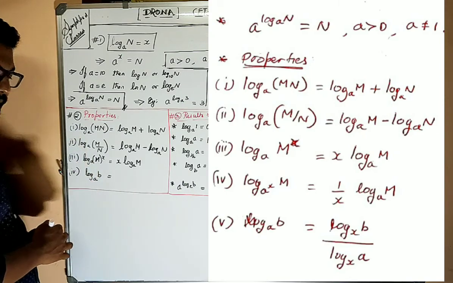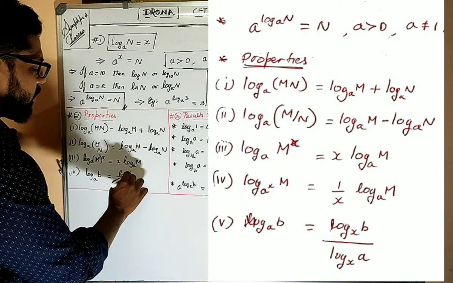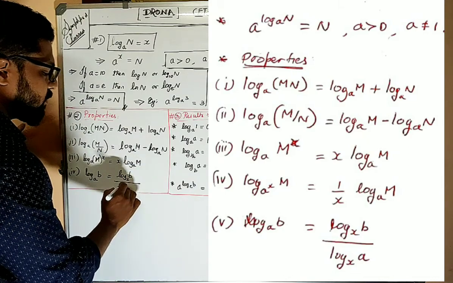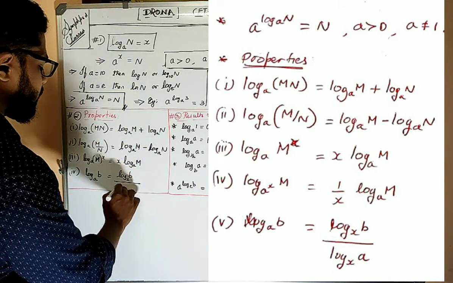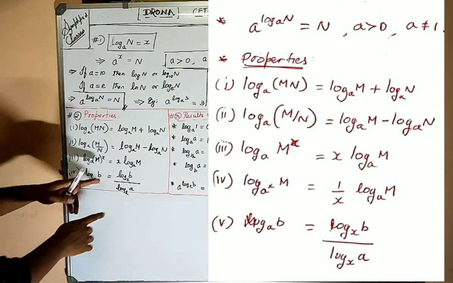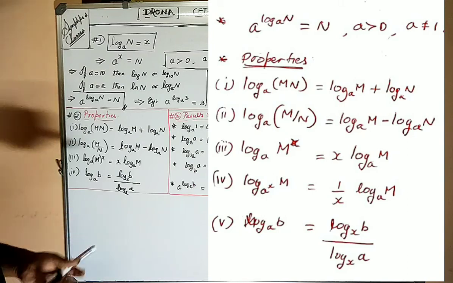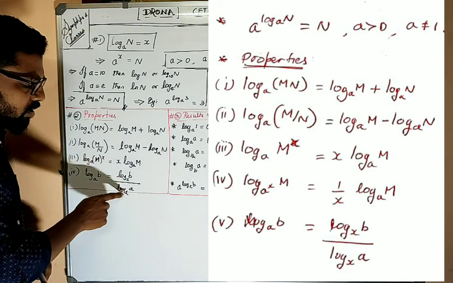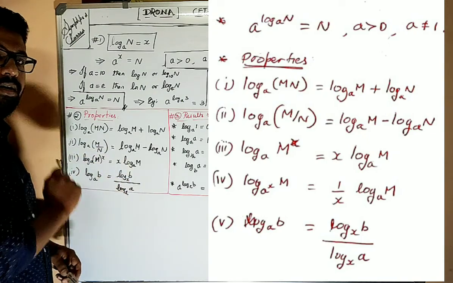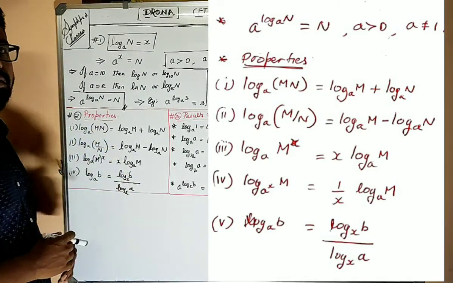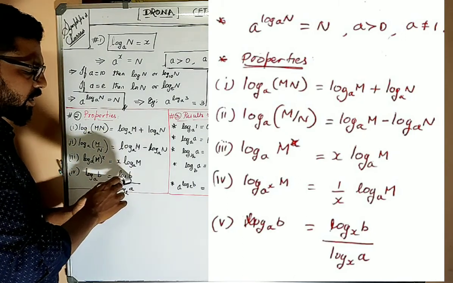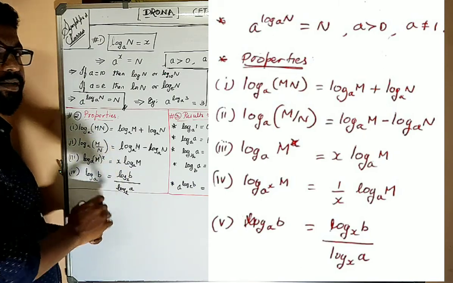Log of b base a can be written as log of b to any base. Suppose I take base x, I'm taking the same base, so it will be log of a base x. Clear? This x value can be any number, but as long as both logs have the same base, I can write the numerator and denominator with that base. So log of b base a is nothing but log of b base x divided by log of a base x.